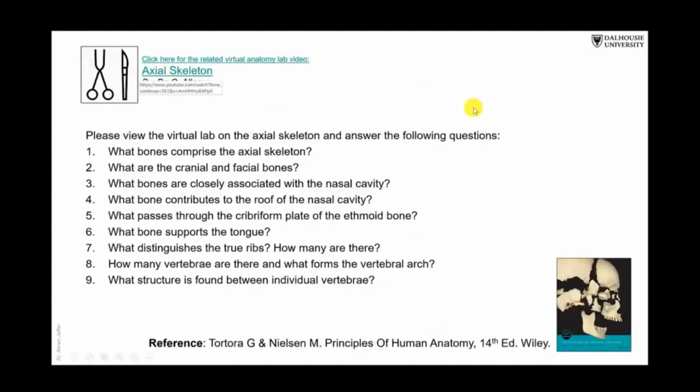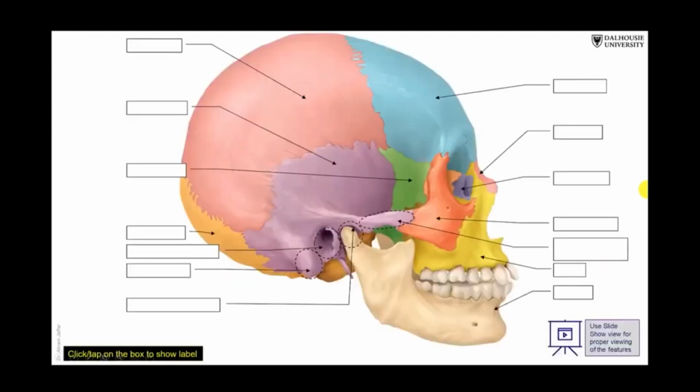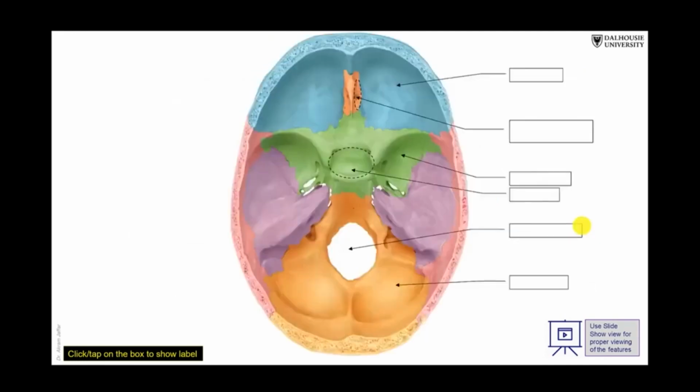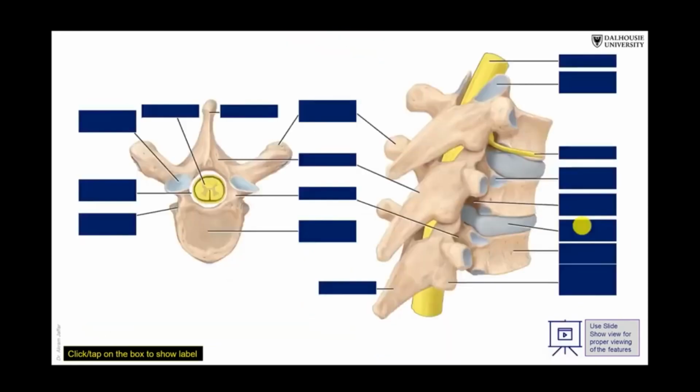Again, it has the link to the related video and the objectives, and you will see that it is an interactive presentation. That's why it's better to use it in the slideshow view for proper viewing of the features and to help you test yourself while identifying the labeled structures. So when you click or you tap on a box, the structure will be identified, and that's why you can use it for self-assessment. Here again, for example, this bone is the zygomatic bone, and you will find that there are many other pictures or diagrams in the same way.